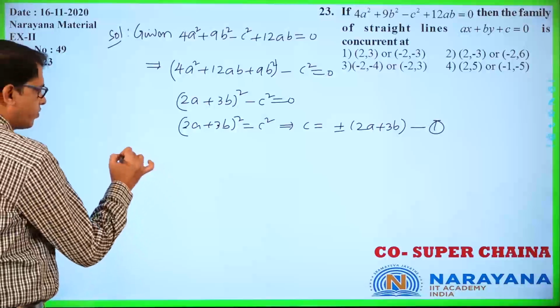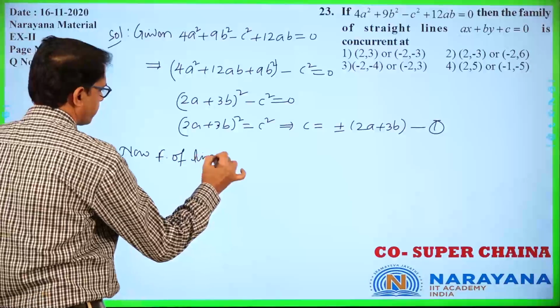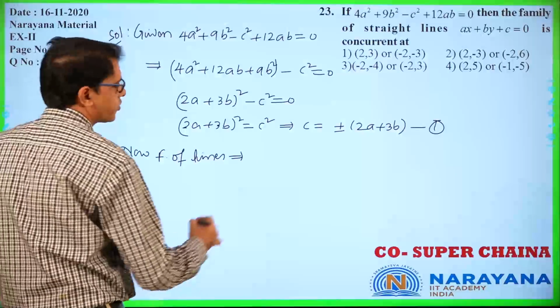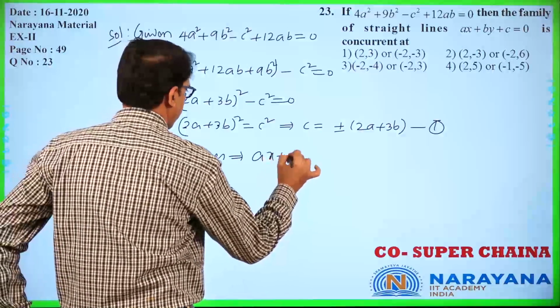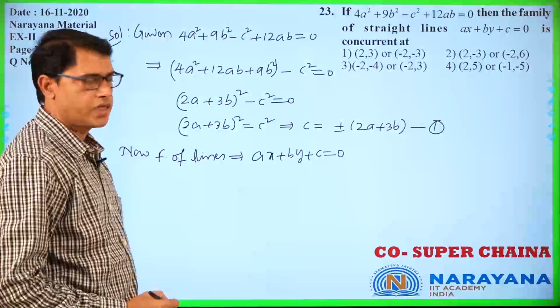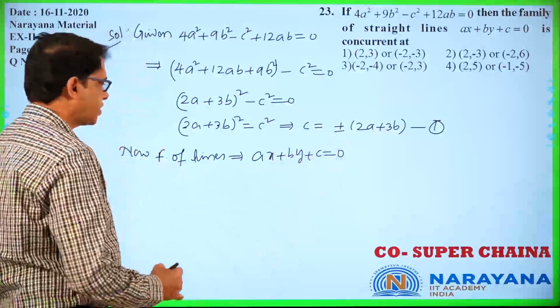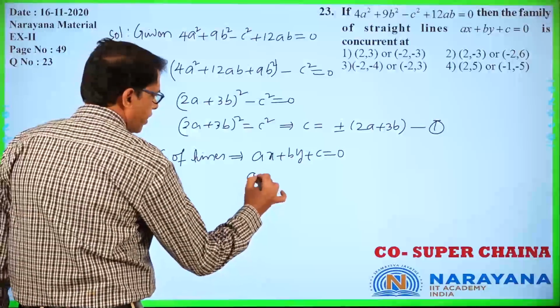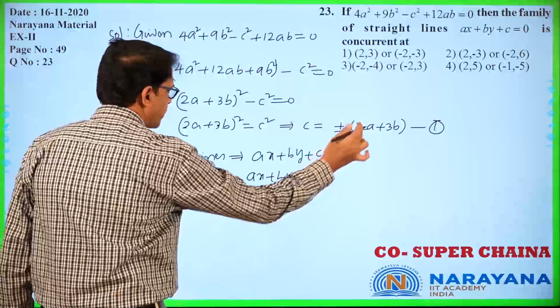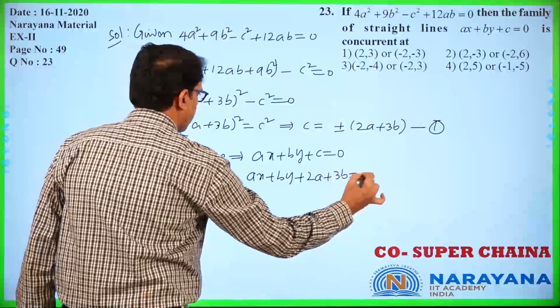Now family of lines implies ax plus by plus c equal to 0. If you take the plus symbol, what we get? That implies ax plus by in the place of c, I can write 2a plus 3b equal to 0.